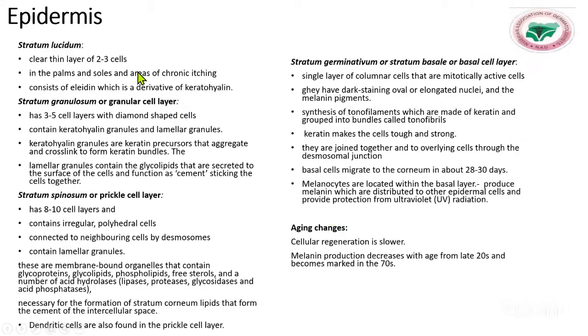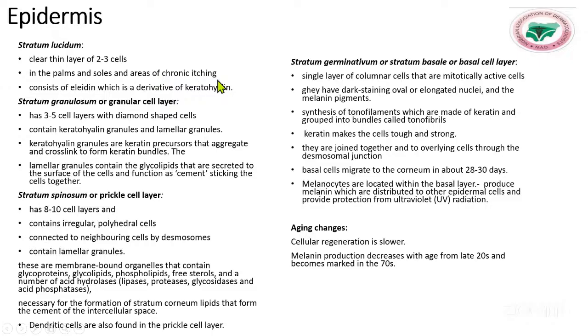The stratum lucidum is the next layer, but it is only in the hands and soles. In other parts of the skin, it is not present. It usually contains 2 to 3 layers of cells. And in areas where you have chronic itching, you are likely to find the stratum lucidum. It is this increase in stratum lucidum that is usually responsible for the thickening of the skin that we observe in chronic itching.